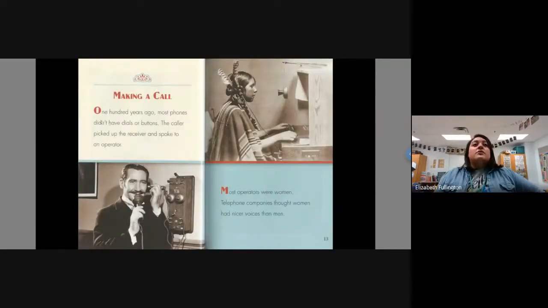Making a call. 100 years ago, most phones didn't have dials or buttons. The caller picked up the receiver and spoke to an operator. So that's what Mrs. Fullington was talking about. So here's an operator right here. So it says most operators were women. Telephone companies thought women had nicer voices than men. So women would have those jobs and they'll say, how would you like to transfer your call? And so they would pull their cord from the switchboard and say, oh, I'd like to talk to Dr. Anderson. And they would find Dr. Anderson's little plug and they would plug that telephone into that.